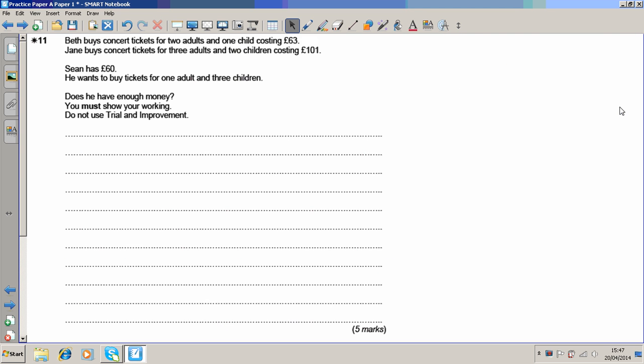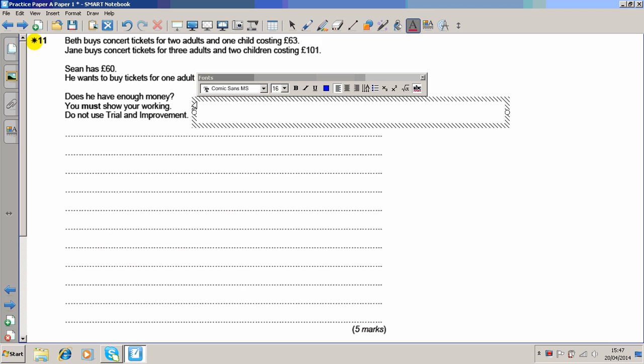Okay, number 11. Note the star. Beth buys concert tickets for 2 adults and a child, costing £63. Jane buys concert tickets for 3 adults and 2 children, costing £101. Sean has £60. He wants to buy a ticket for an adult and 3 children. Does he have enough money? Okay, so what we need to do is set up some sort of algebra. You must show your working.